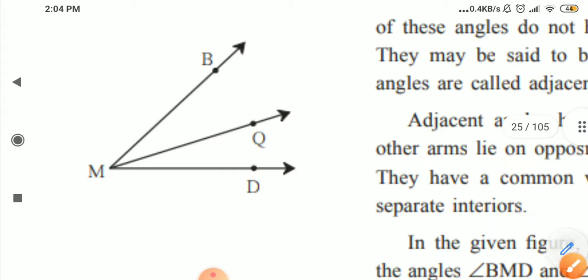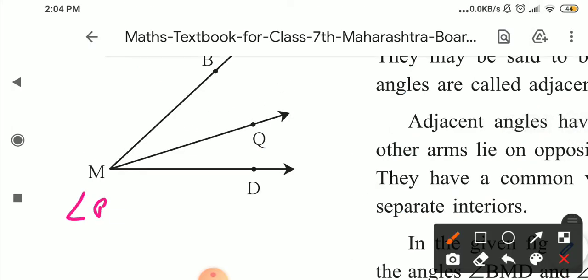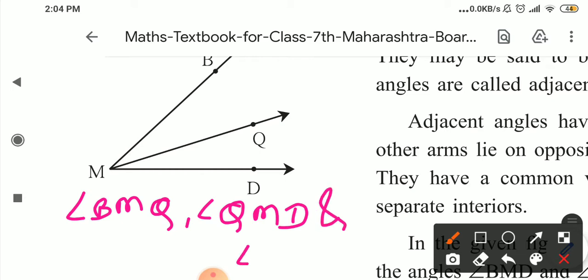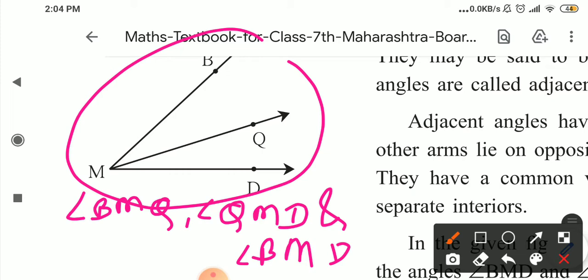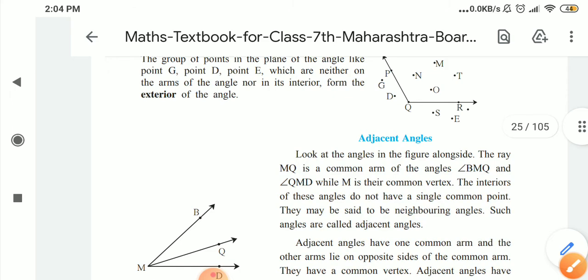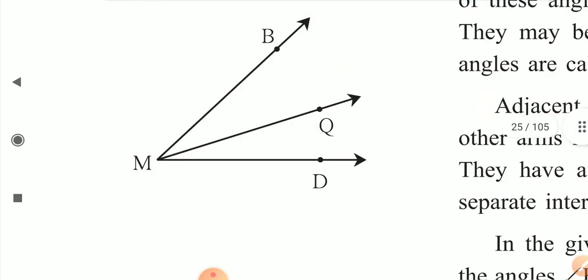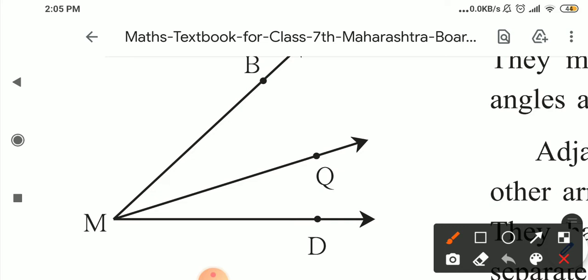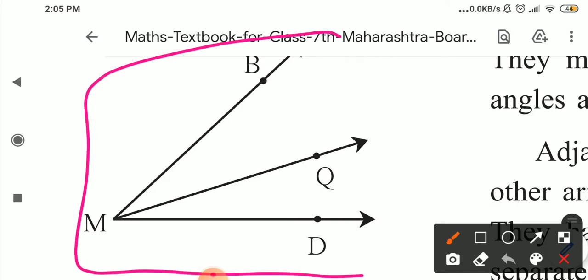So which are those 3 angles? The angle BMQ, angle QMD, and angle BMD. These are the 3 angles present inside this. Okay, now we are learning the new concept, that is the adjacent angles. Now we have to decide that in this figure, which 2 angles are the adjacent angles.